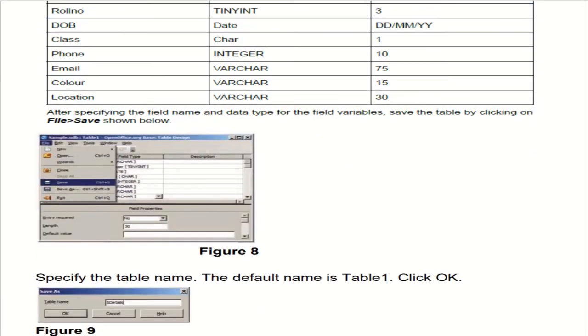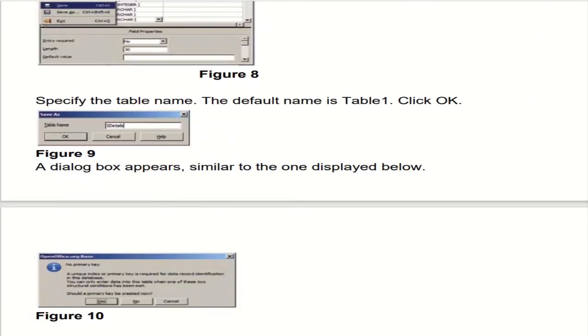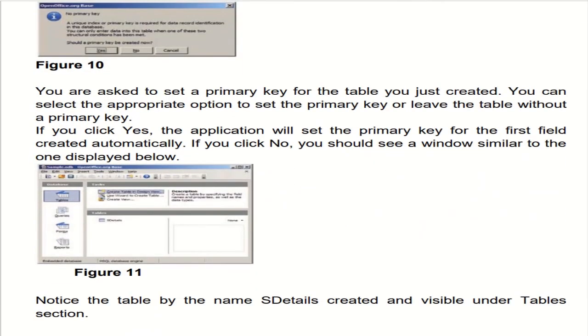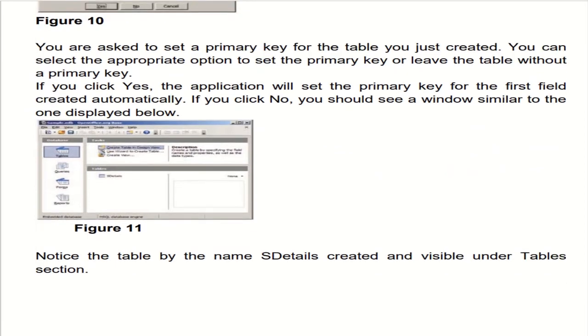Next, after doing this, you need to click on save. Then specify the table name, and the default table name is Table 1. If you want, you can change it, and then click on OK. A dialog box appears similar to the one displayed. Next, here it asks whether to set a primary key. If you want, you can set it by clicking on yes. The application will set the primary key for the first field, and it will automatically create that primary key.